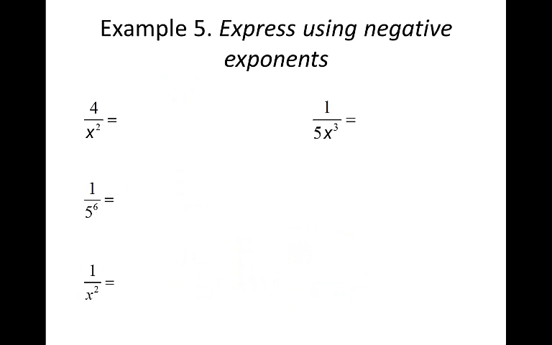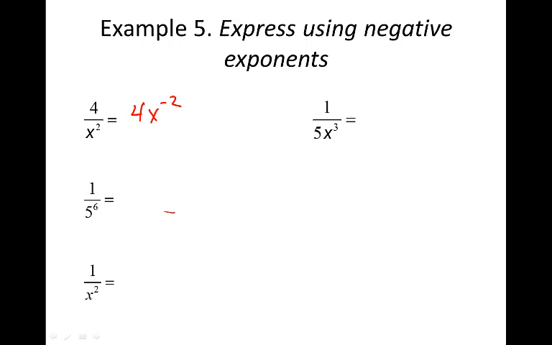Okay. Now let's express these using negative exponents. And you may be thinking, why would I want to do that? In subsequent courses, a lot of our formulae rely on the variable term being in the top. So let's go ahead and get a little practice doing that. So again, if I want to write that using negative exponents, we're going to say 4x to the negative 2.